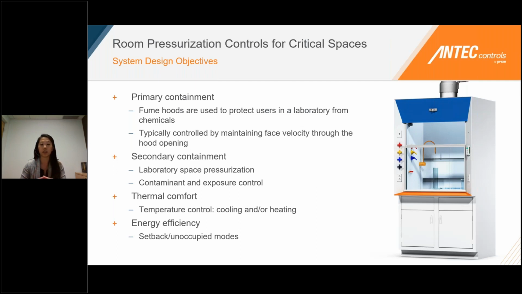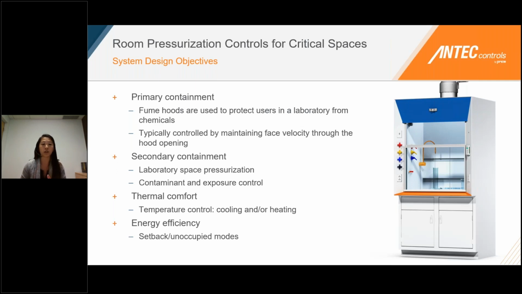And then when you take a step back, the next step of containment in lab spaces is the space itself. So in a negatively pressurized space, if a chemical spill or emergency were to happen, we want to make sure that the space itself is also pressurized properly. So again, there's no potential for any contaminants leaking out of the space into the rest of the building.